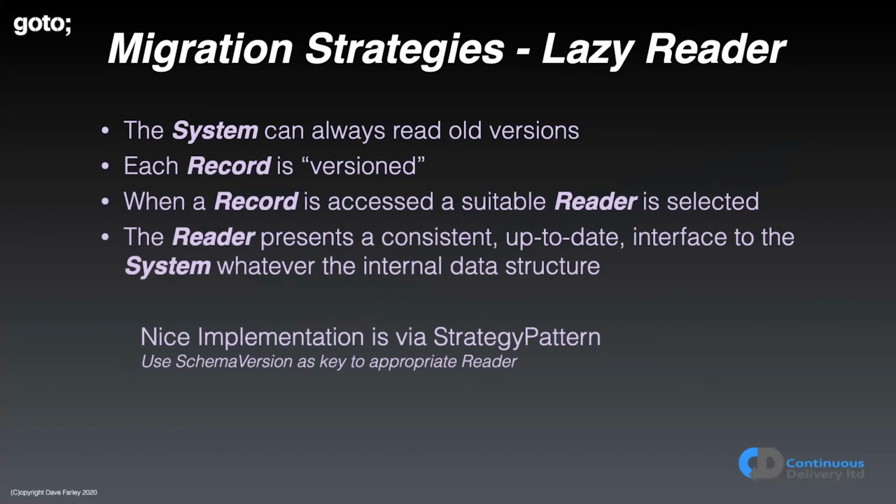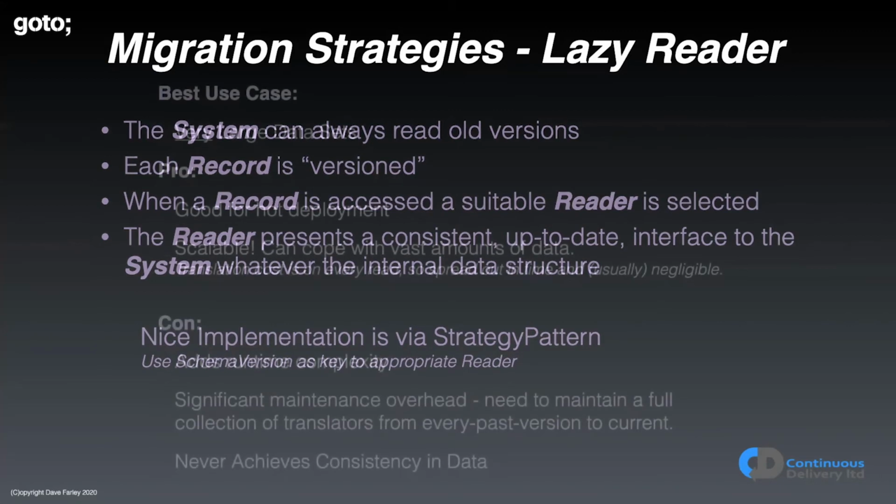So the first one's lazy reader. The system can always read old versions of the software. Every record in the data store is versioned, and when a record is accessed, a suitable reader is selected, and the reader then presents a constant, up-to-date interface to the system, whatever the internal data structure. This is a useful implementation and is best coped with as a strategy pattern to plug in the readers, using the schema version as the key to identify the appropriate reader.